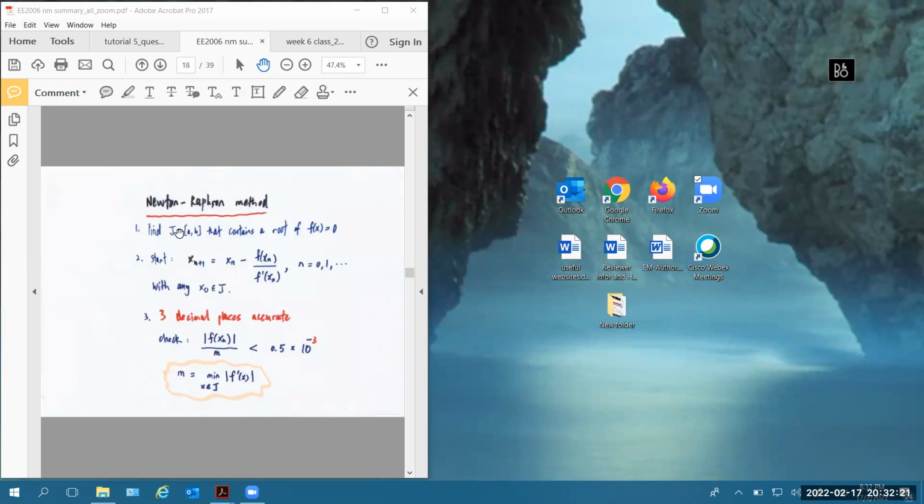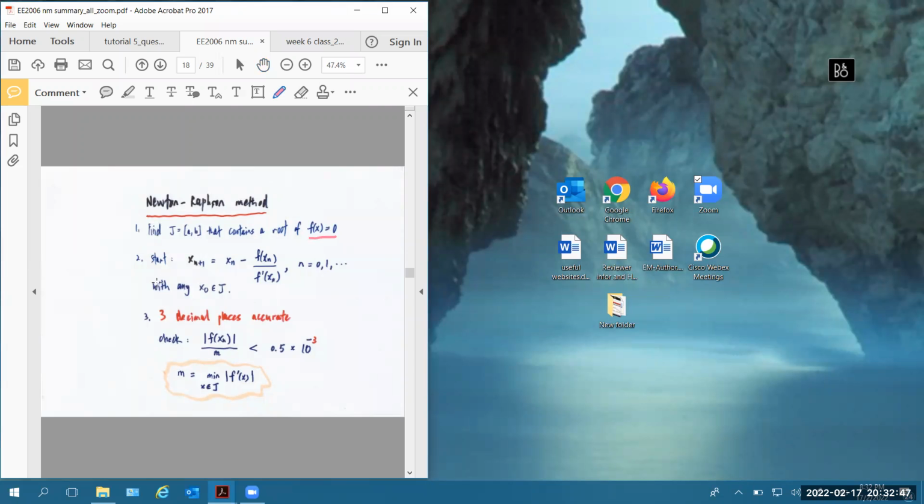Okay, right. So there are 3 steps here, as you can see. So these are the 3 steps of the Newton-Raphson method. So let's go through the 3 steps. Let's look at the first step here. The first step is to find this interval J that contains a root of the equation f(x) = 0. All right, so f(x) = 0 is the equation that we are solving.